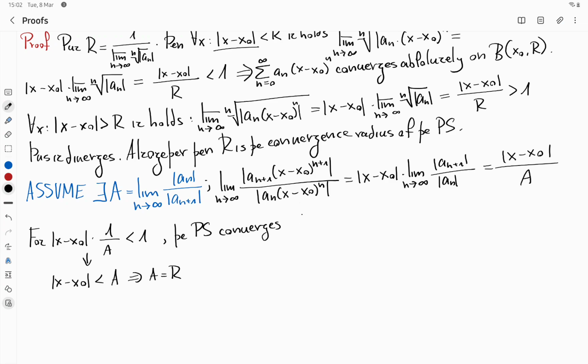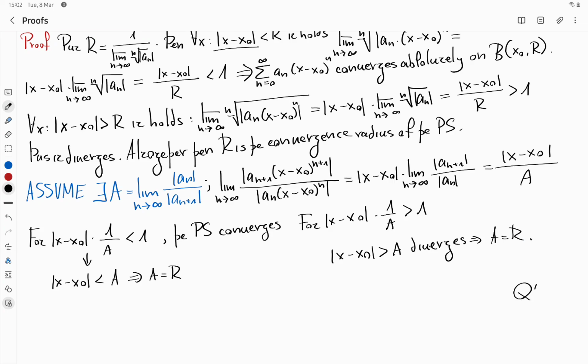Similarly, for the absolute value of x minus x0 times 1 over a greater than 1, we have that x minus x0 greater than a diverges. Again, a is r. And this concludes the proof.